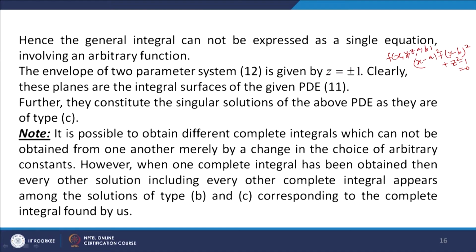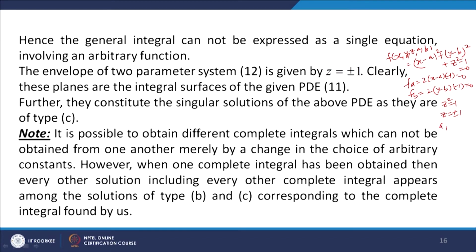So, this is f(x, y, z, a, b). Okay. So, this is the equation, and then f_a equal to 2 times (x minus a) into minus 1 equal to 0, and f_b is equal to 2 times (y minus b) into minus 1 equal to 0. Solving these 3 equations, what do we get? z square equal to 1. Okay. So, z is equal to plus minus 1. Eliminating a and b from f equal to 0, f_a equal to 0, f_b equal to 0, we get z equal to plus minus 1.